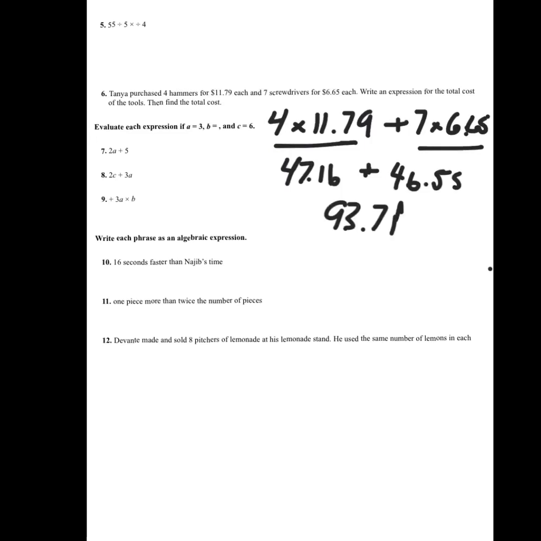So for this one, if you just do the multiplication first, it's just order of operations. You could put parentheses in if you wanted to, but you don't have to. So it'd be 47.16 plus 46.55. Add them together, you get 93.71.